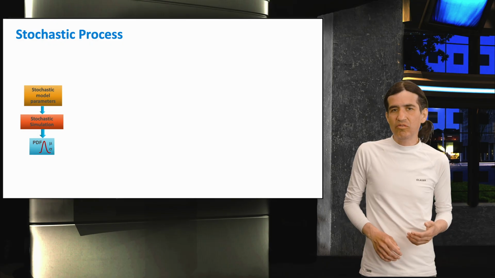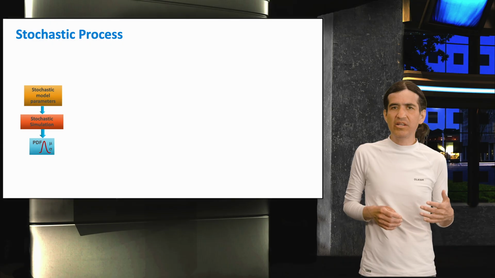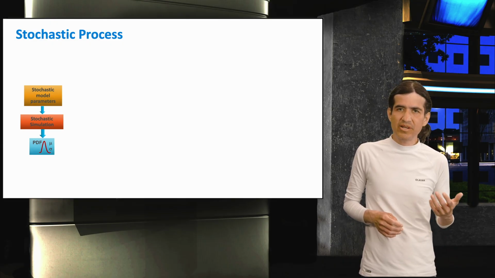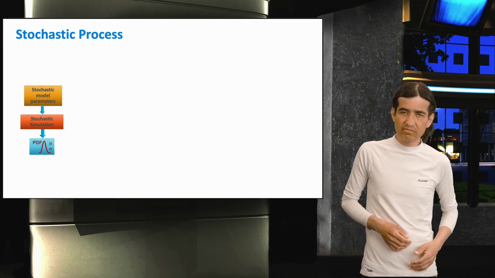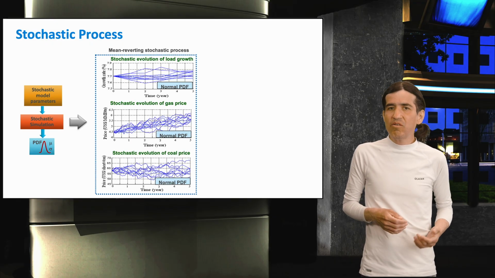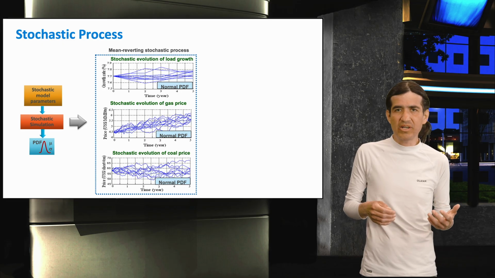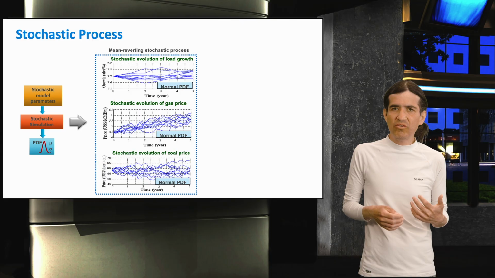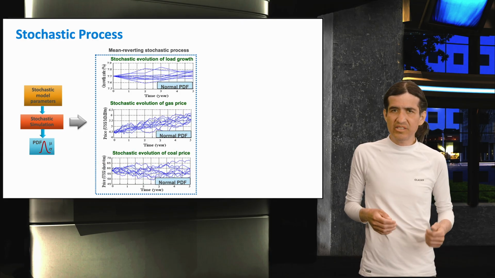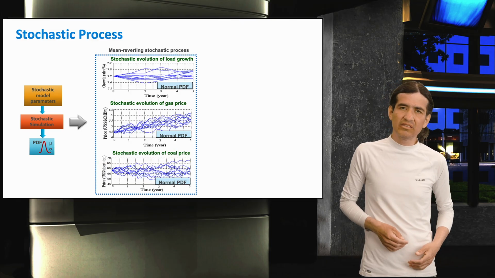To characterize the evolution of uncertainty, the so-called stochastic models are widely used. The mean reverting stochastic process is very popular. Other options include Poisson-Gaussian processes. Let's consider, for instance, the evolution trends of load growth, gas price, coal price, and oil price. Since it is not possible to predict any of the evolution paths with 100% certainty, a set of variable evolutions for each of these parameters is generated.